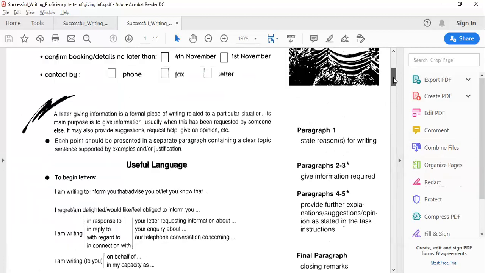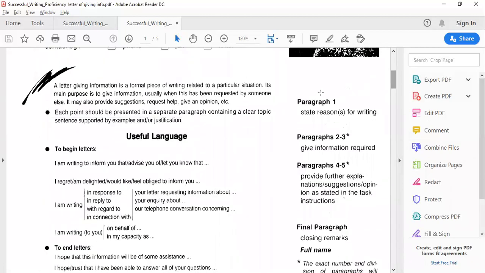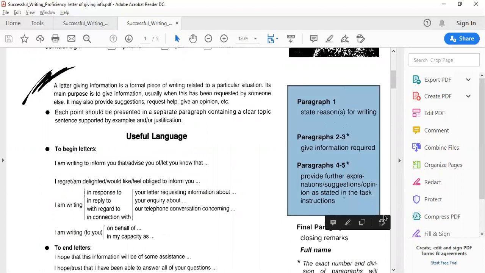Here a sample of the letter has been provided that you can draft from. For instance, in the first paragraph you state a reason for writing, in the second and third paragraphs you give the information required, and of course the fourth and fifth paragraphs provide further explanations, suggestions, and opinions, as stated in the task instructions.